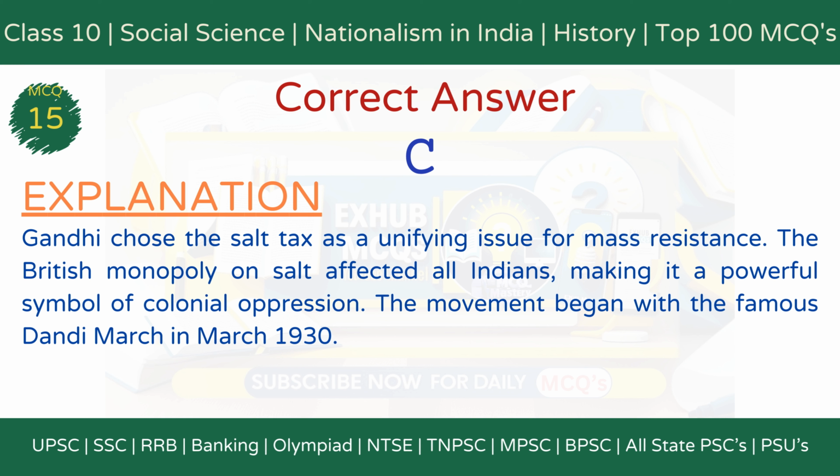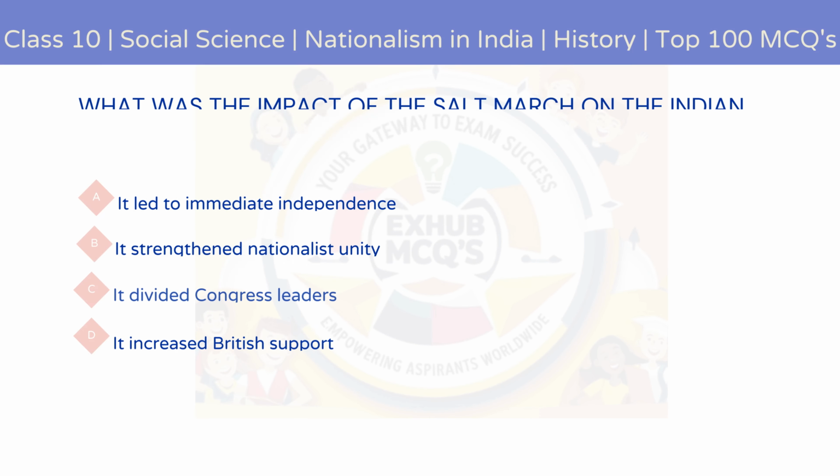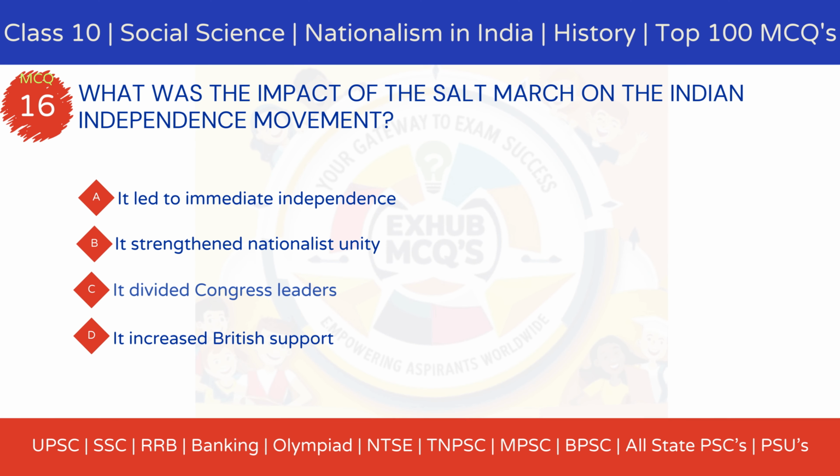Explanation: Gandhi chose the salt tax as a unifying issue for mass resistance. The British monopoly on salt affected all Indians, making it a powerful symbol of colonial oppression. The movement began with the famous Dandi March in March 1930. MCQ 16. What was the impact of the Salt March on the Indian independence movement?